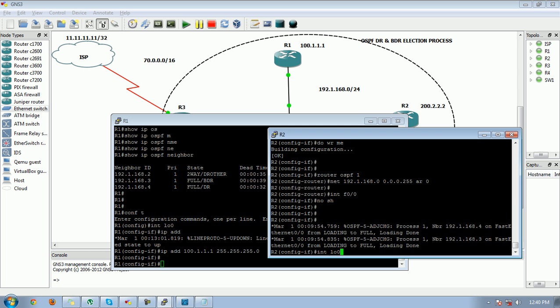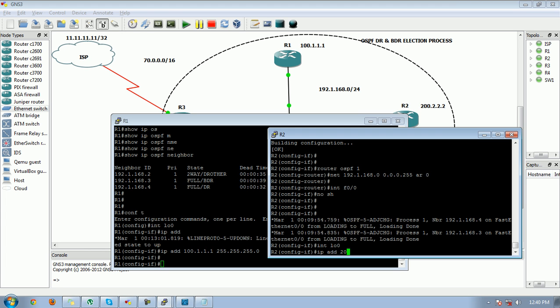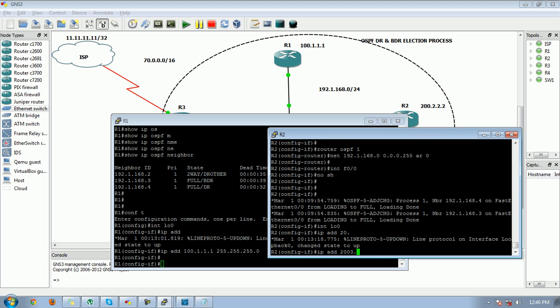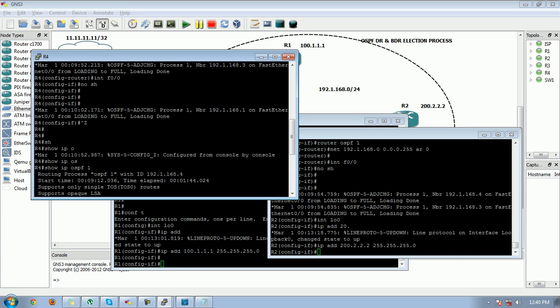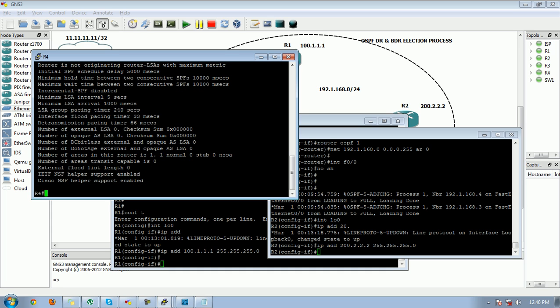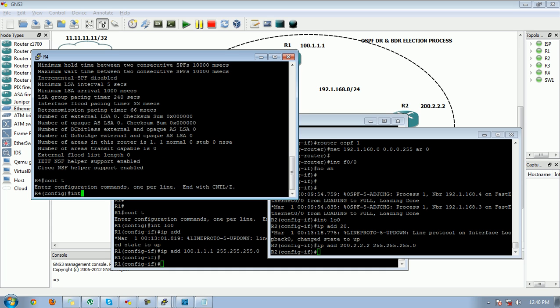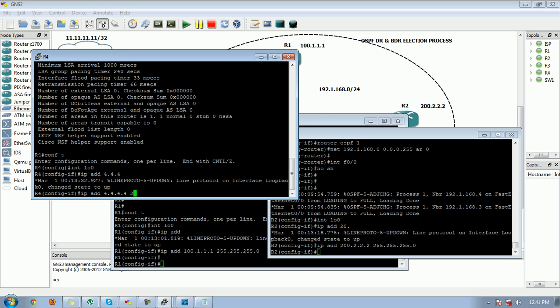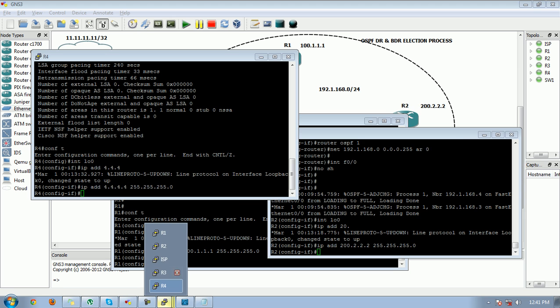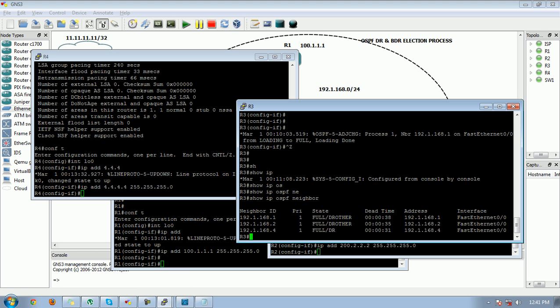Interface loopback 0. R2, then R3, R4, finish R3.